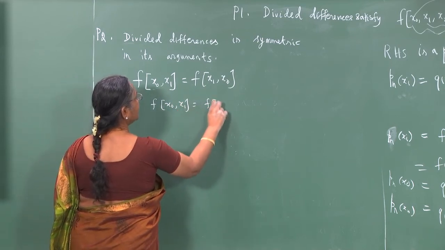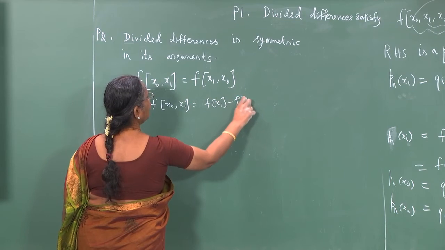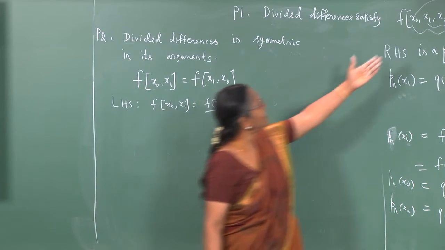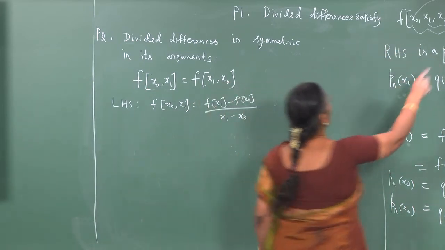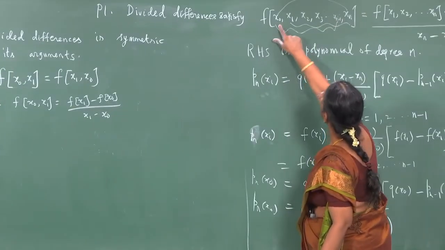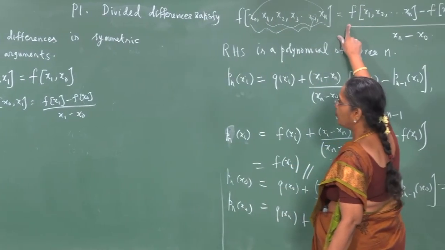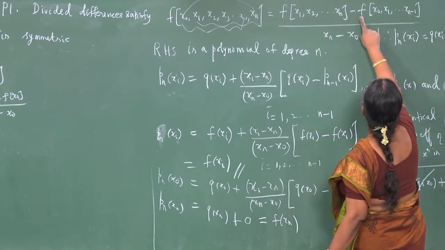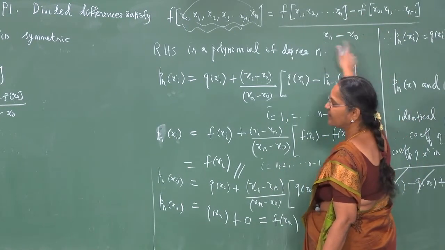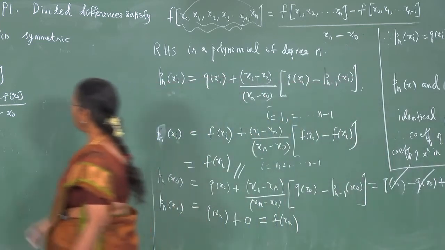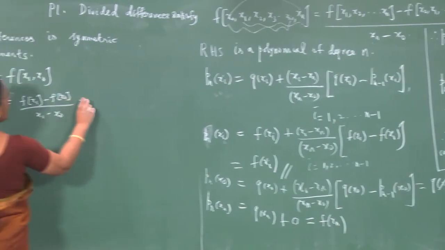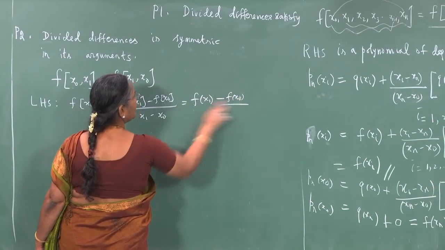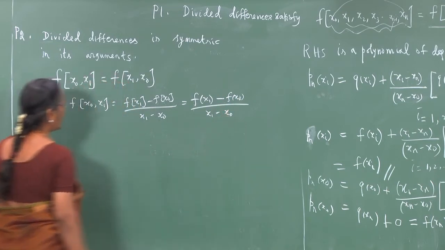By definition, it is f at x1 minus f at x naught divided by x1 minus x naught. I have used the previous property. When I take n to be 1, I have f of x naught, x1, and that is equal to f of x1 minus f of x naught by x1 minus x naught. And what is f of x1? It is the 0th order difference, so it is the function value itself.